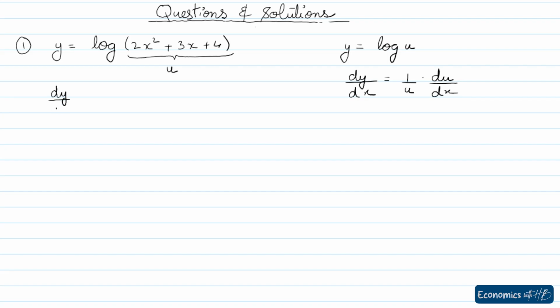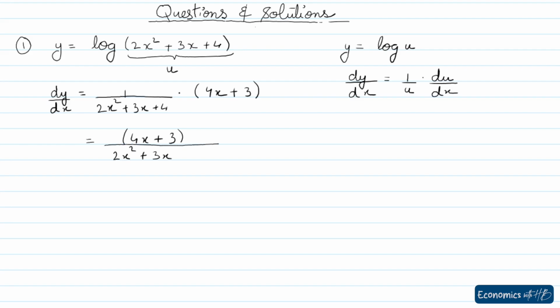Therefore, we get dy by dx is equal to 1 by u, which is 2x square plus 3x plus 4, into d by dx of u, which becomes 4x plus 3. So our answer is dy by dx is equal to 4x plus 3 divided by 2x square plus 3x plus 4. Simple. Let's move on to the second question.